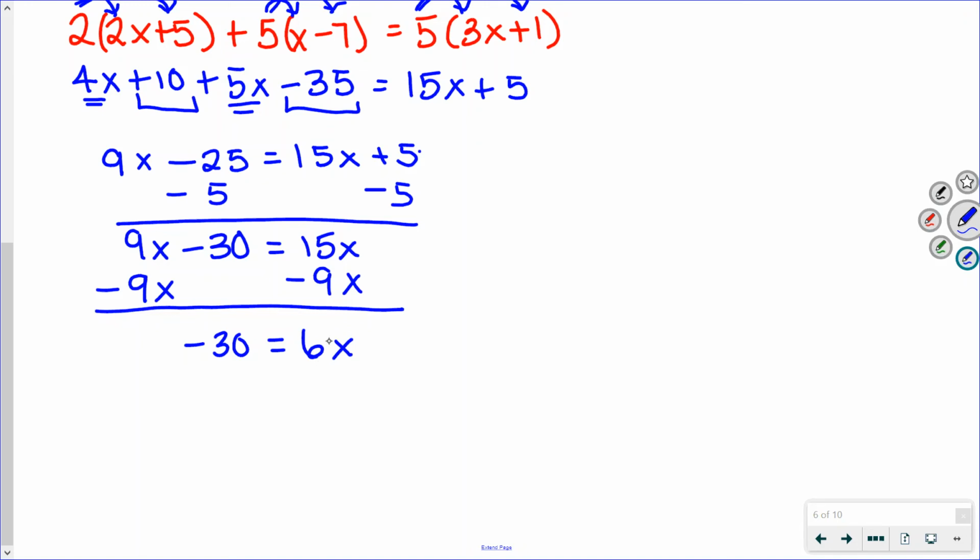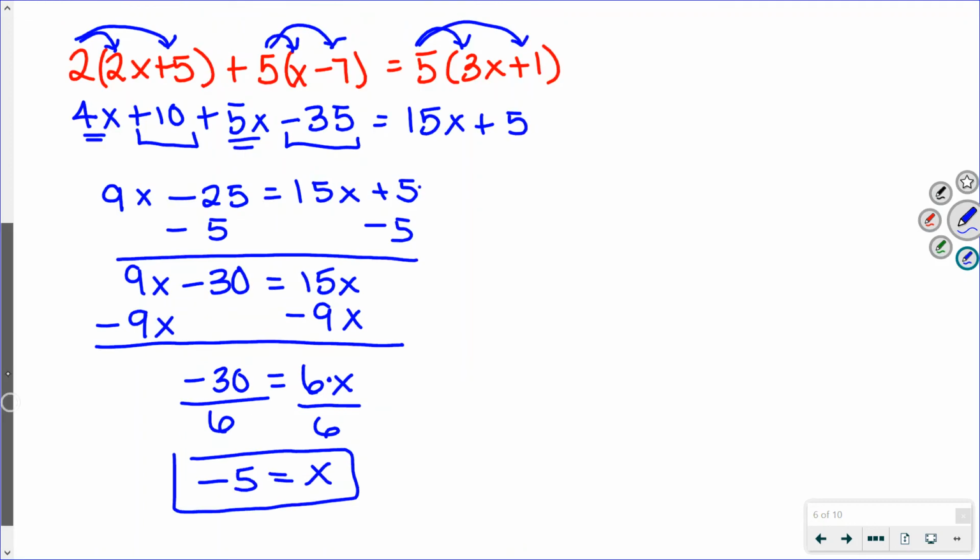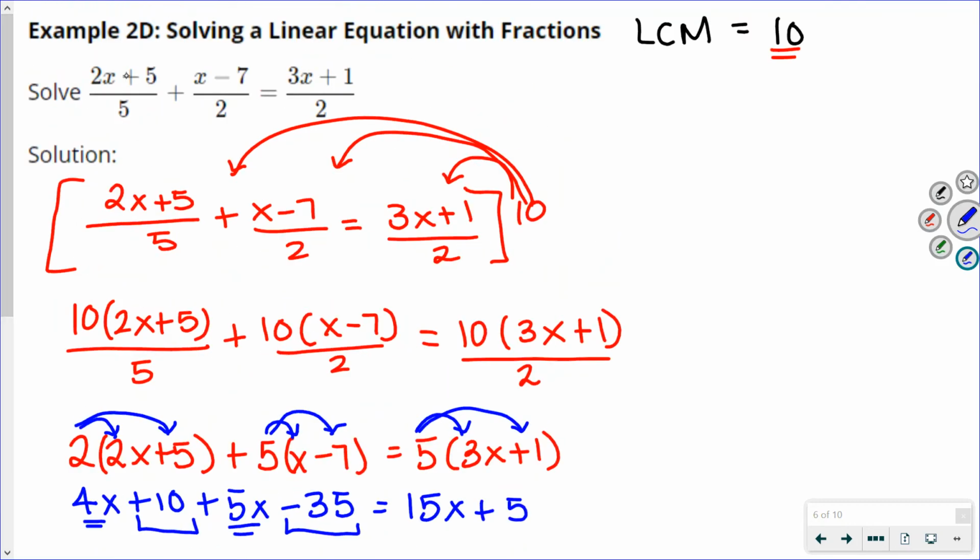Last step. This is 6 times x. So if I'm trying to get rid of 6, the opposite or inverse of times would be to divide. 6 divided by 6 is 1, so I'm left with 1x. Negative 30 divided by 6 is negative 5. So x equals negative 5. And if you would like to check your answer, you would take the negative 5, plug it in, and see if it works.